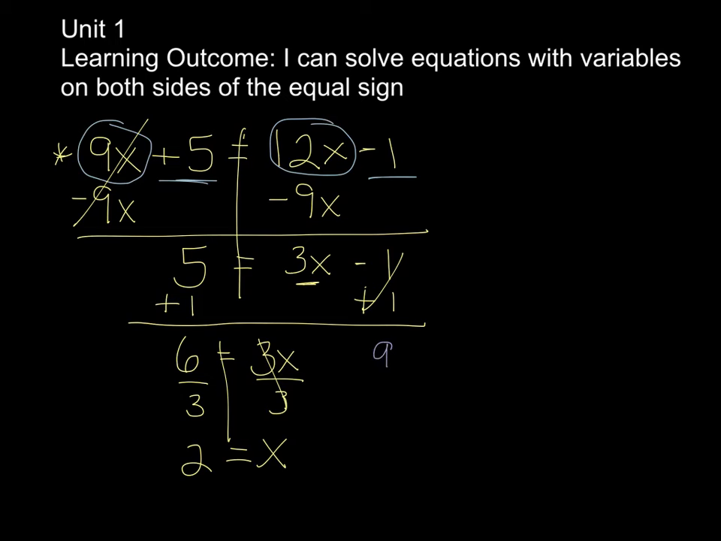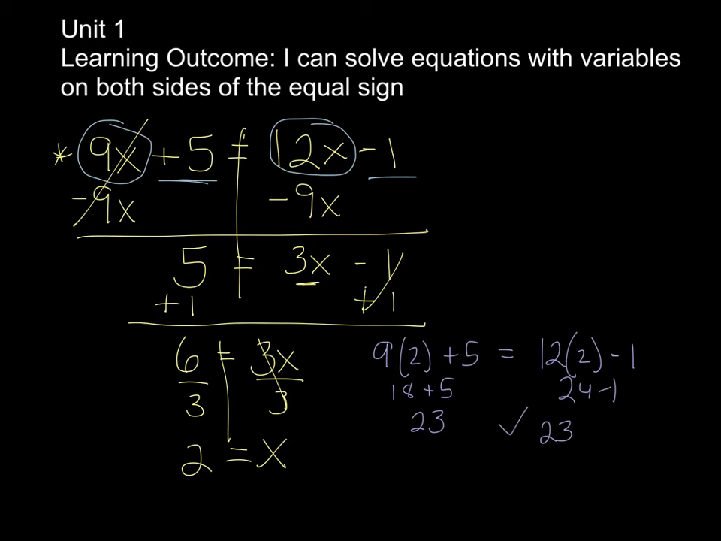So I've got 9 times 2 plus 5. I'm going to just evaluate this first. That's 18 plus 5, which is 23. On the other side of the equal sign, I've got 12 times 2 minus 1. Oh, that's 24 minus 1. That's 23. Hey, checks out, so we know our answer is correct.